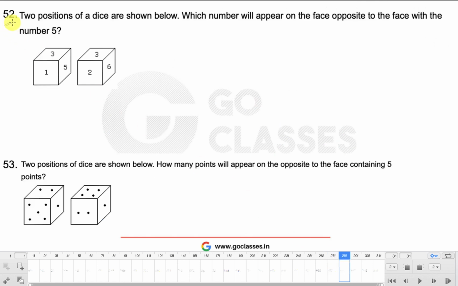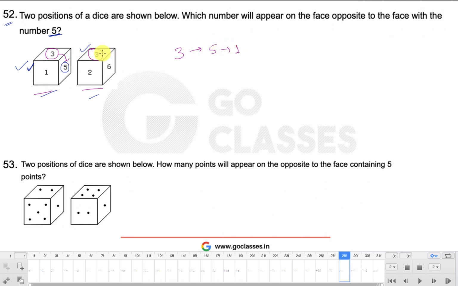Question number 52. 2 positions of a dice are shown, position 1 and 2. Which number will appear on the face opposite to the face with the number 5? We have to find out the number opposite to this 5, means on this face, what will be the number? So whenever 2 or more positions are given, if one number is common, like in this case 3 is common, just put this number and move in one direction, either clockwise or anti-clockwise. I am moving in this direction. So 3, then 5, then 1.